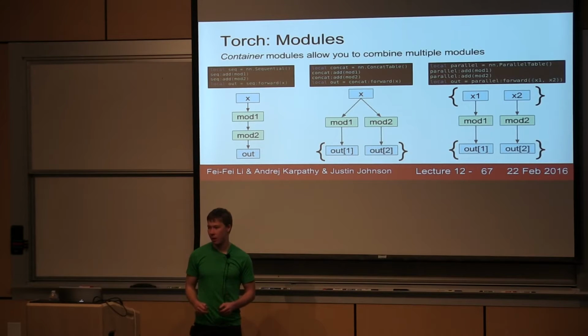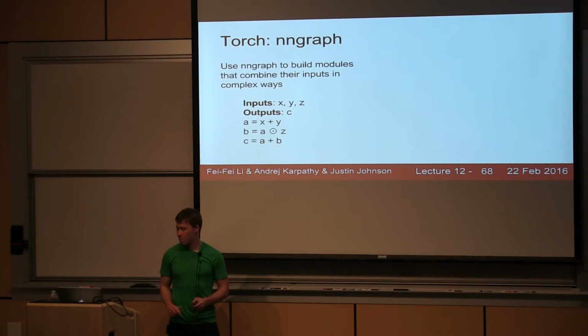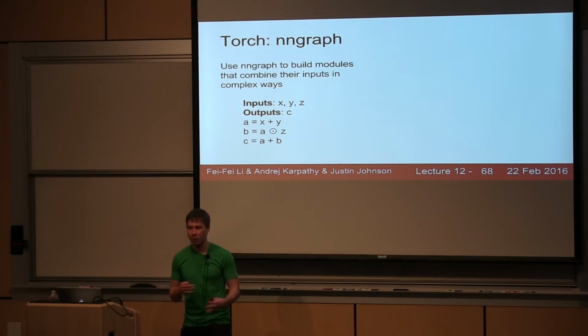Another one you might see is a parallel table. If you have a list of inputs and you want to apply different modules to each element of the list, then you can use a parallel table for that sort of construction. But when things get really complicated, those containers that I just told you about should in theory be possible to implement just about any topology you want, but it can be really hairy in practice to wire up really complicated things using those containers. So Torch provides another package called nngraph that lets you hook up things in more complicated topologies pretty easily.